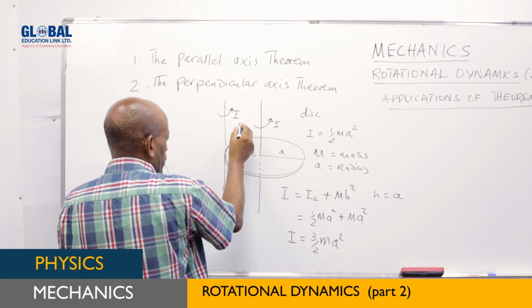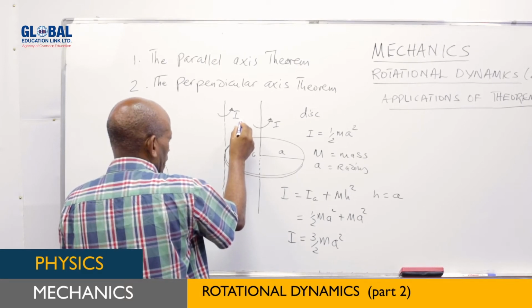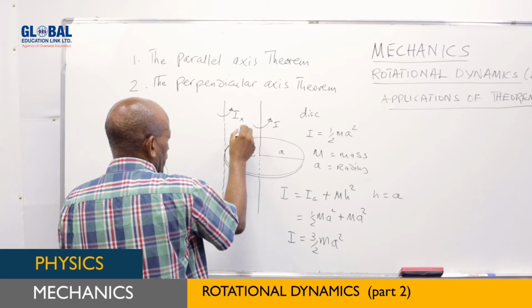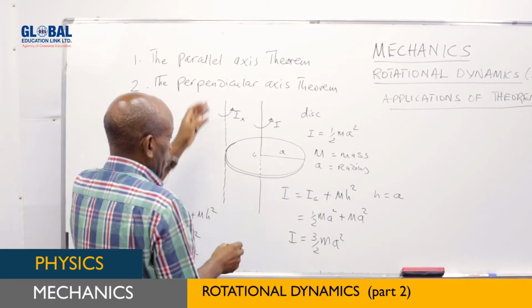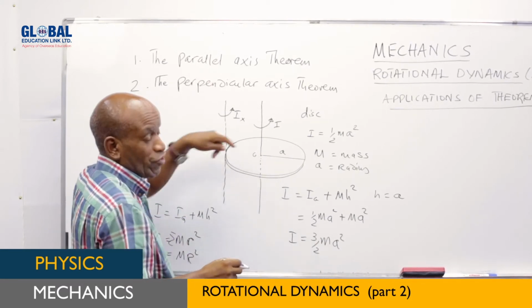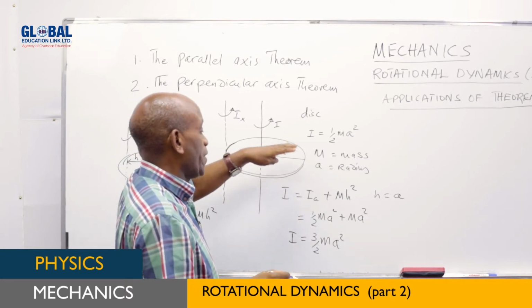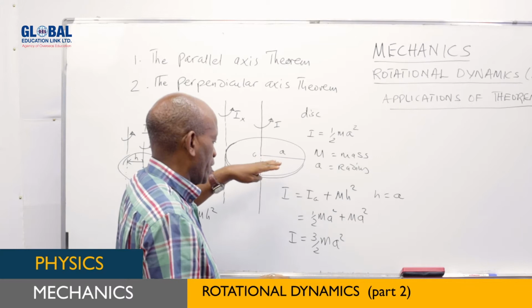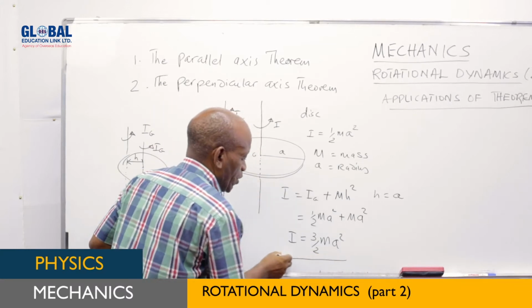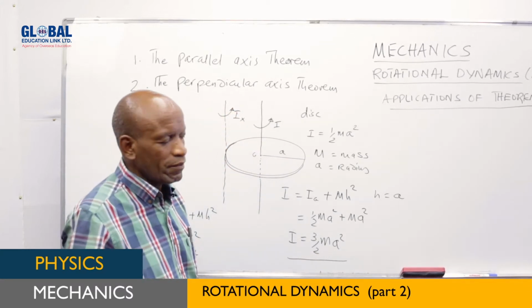Let me call this the moment of inertia, Ix, which is just passing at the point on its rim perpendicular to the plane of the same disk. So its moment of inertia will be equal to this much.